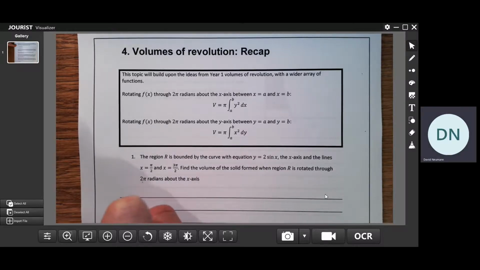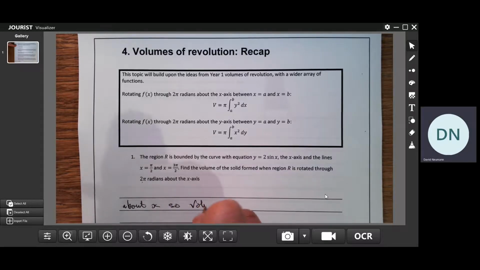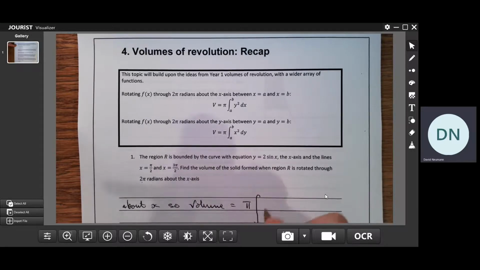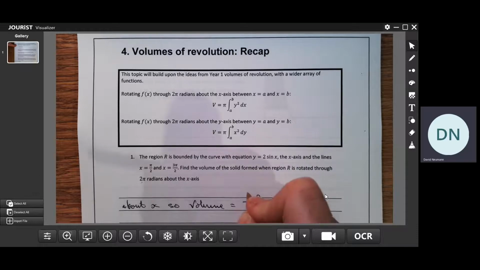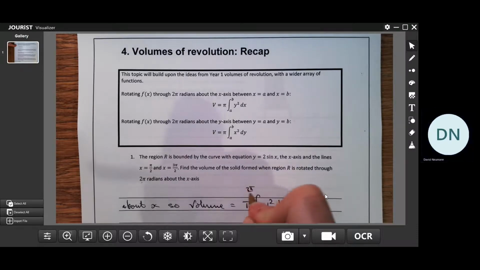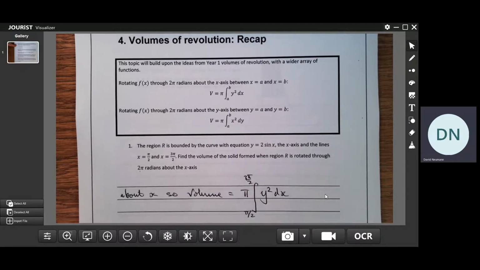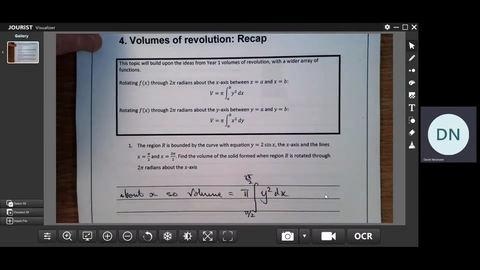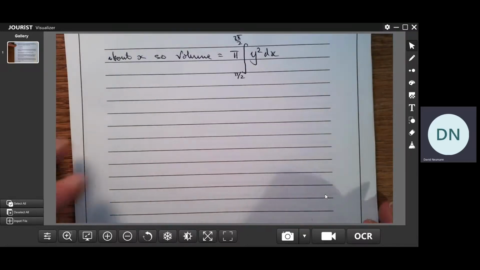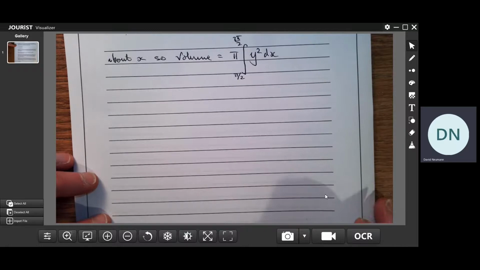So we're going to say it's about x, so volume is equal to pi times the integral of y squared dx, and then your limits are x equals pi over 2 and x equals 3 pi over 2. I would strongly recommend that you write out this formula each time. It's often possible, if you make a mistake later on, that you get a B or sometimes an M mark in an exam for doing that.